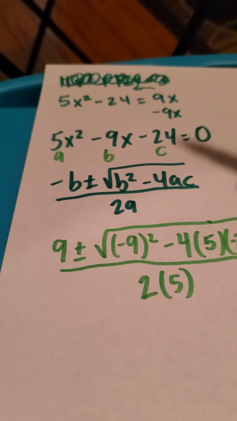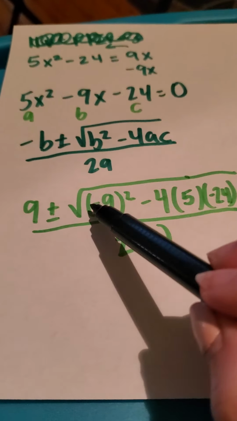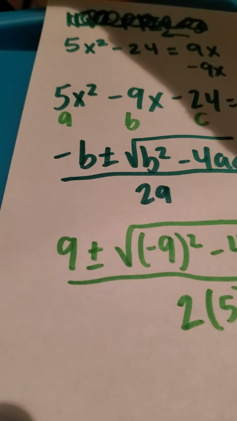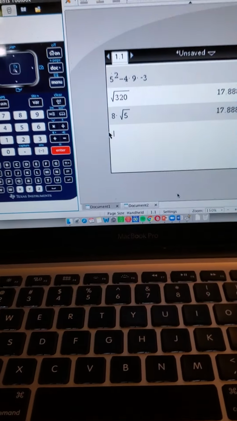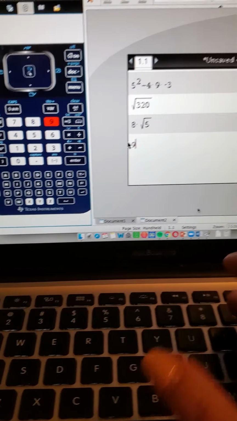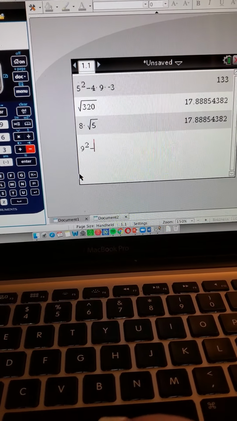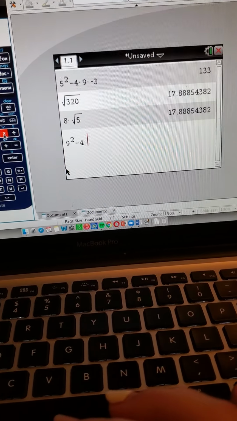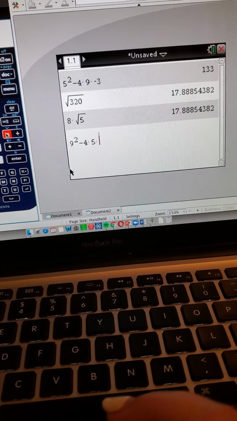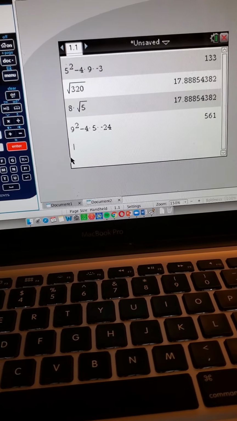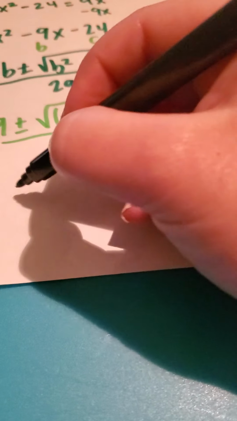The next thing I'm going to do is type in this stuff underneath the square root into the calculator. And I'll do that here so you can see. So again, it's negative 9 squared, but I'm just going to do a 9 squared because it'll turn positive anyway. 4 times 5 times negative 24. All right, 561. So time to rewrite.